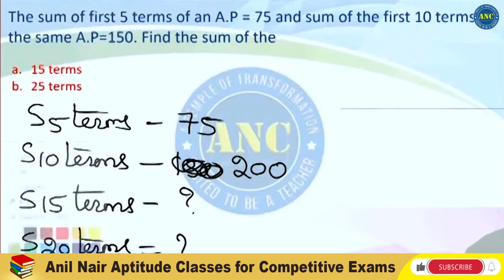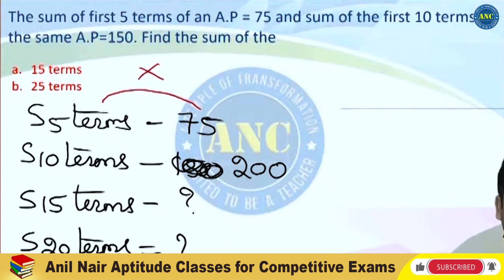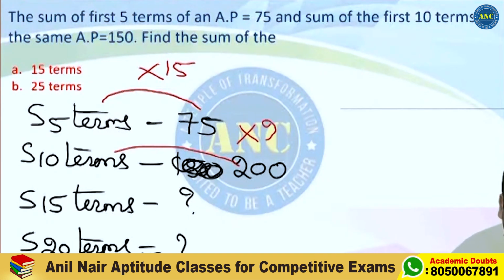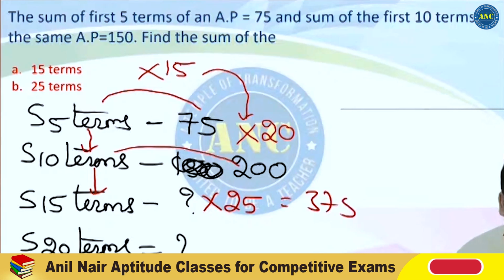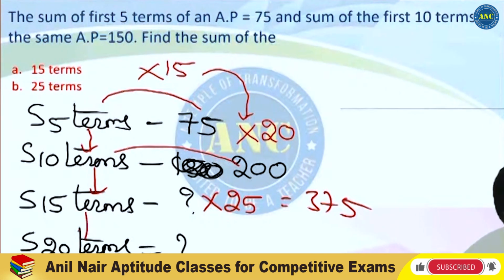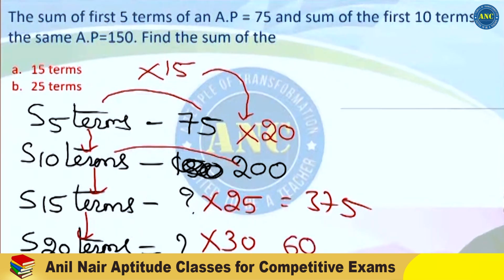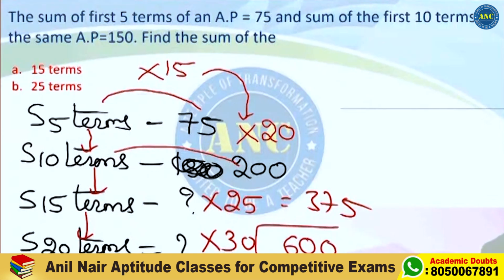See here, no formula. Formula, please throw it in the dustbin in my class. 5 terms it is 75, multiplication factor is 15. 10 terms it is 200, multiplication factor is 20. That means if I increase 5 terms, the multiplication factor increases by 5. Answer is 375. If I increase it by 5 terms again, the multiplication factor will increase by 30. Answer is nothing but 600.